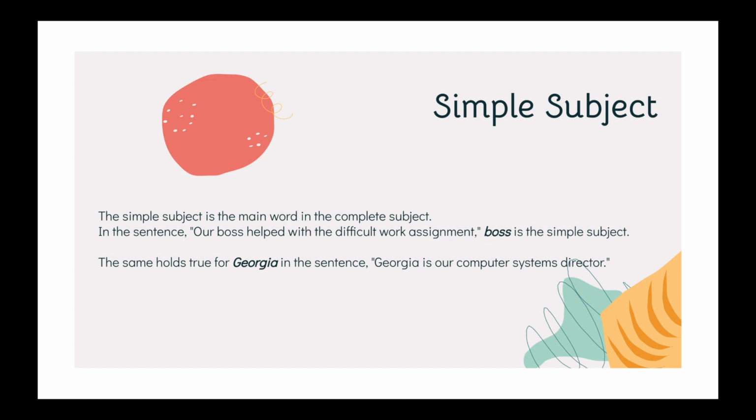So for example, if you erase the word boss, the sentence becomes our help with the difficult work assignment. It doesn't make sense, right? But if you erase the word our, the sentence becomes boss help with the difficult work assignment. It still makes sense. Okay, you get the idea? And then the same holds true for the rest.